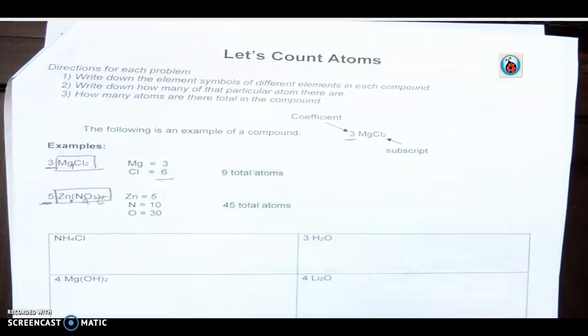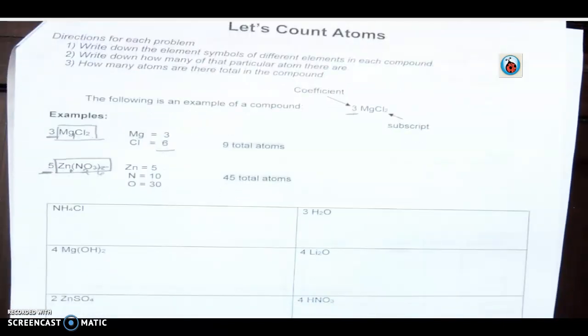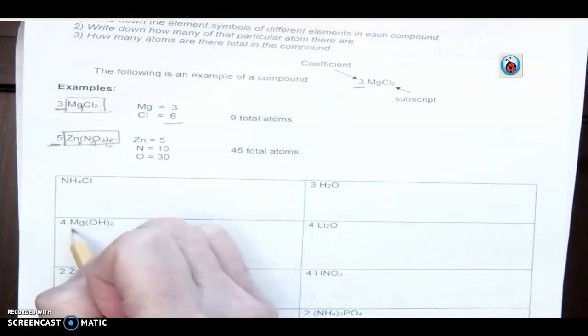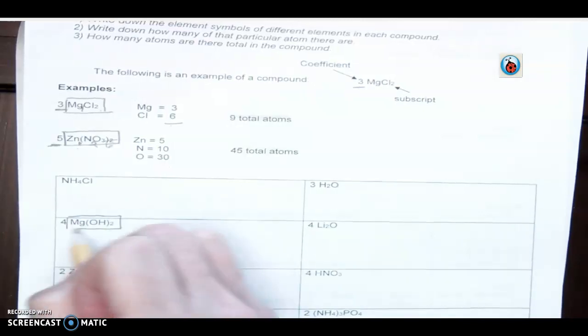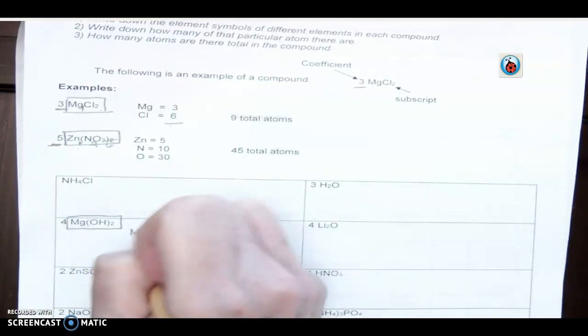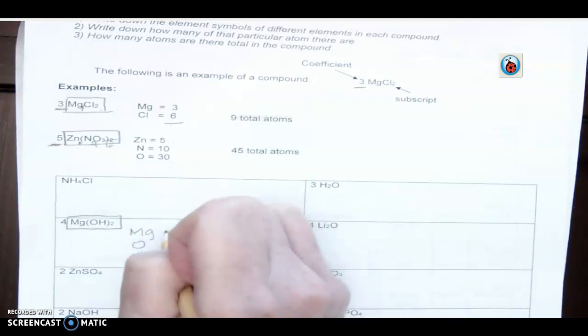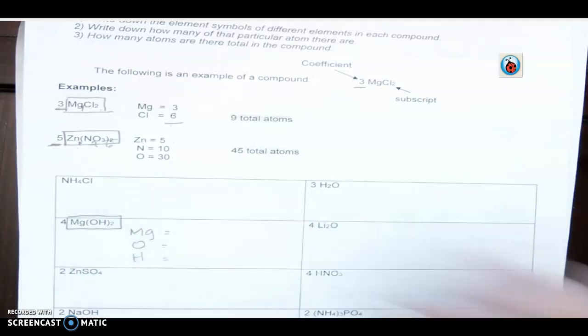So that's what you're going to do in the boxes down here, is you're going to break apart your atoms and then count up the total number of atoms. So for example, let's do this one here. I'm going to go ahead and put a box around it. I'm going to break up my elements. I've got magnesium, oxygen, hydrogen. Okay, and then I'm going to get the total of each one.